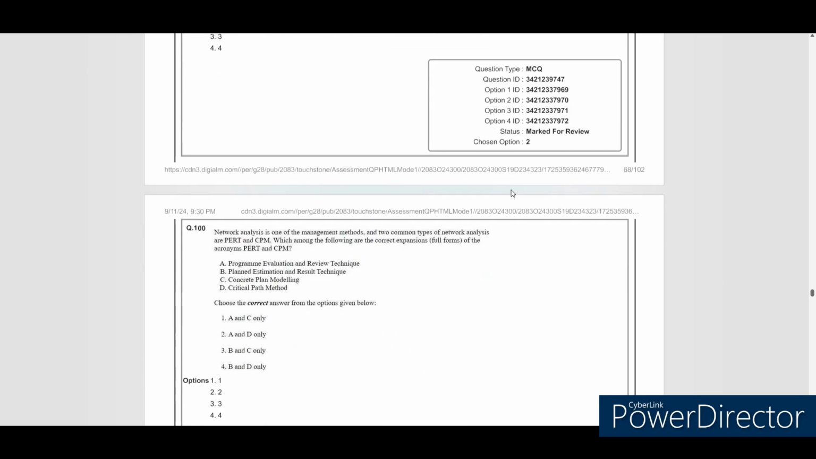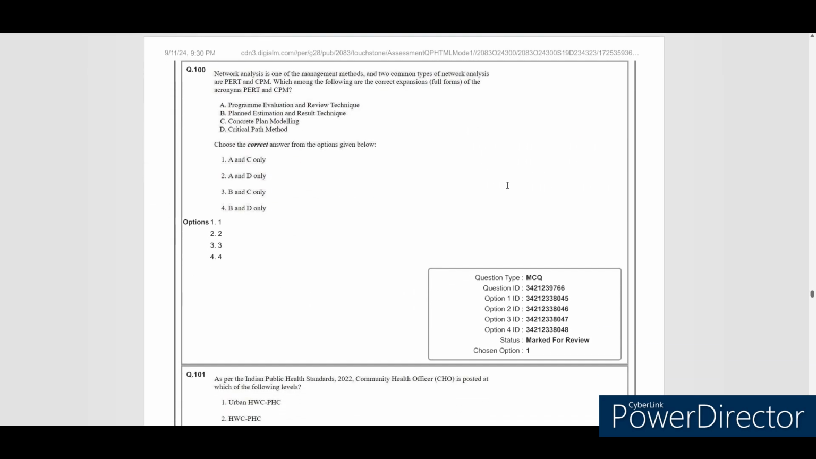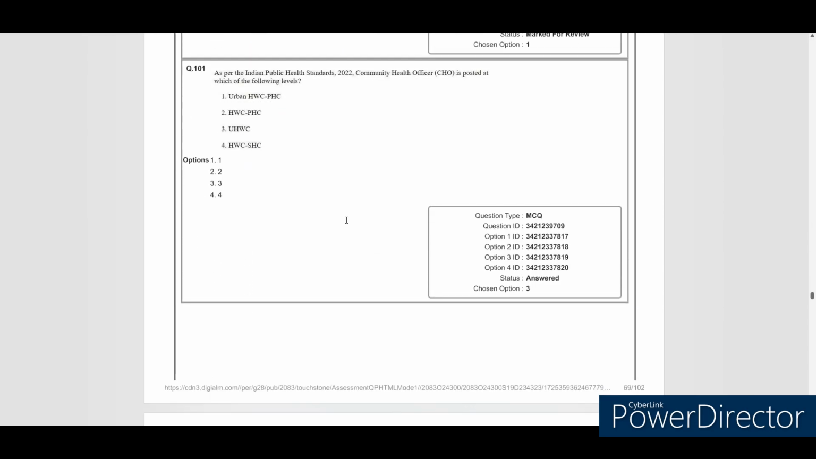Now coming to question number 100, which is also a very direct question. They're asking you to expand the terms, right? PERT and CPM. PERT is nothing but program evaluation and review technique, whereas CPM is the critical path method. So the correct options are A and D. Question number 101, I'll skip for time being.